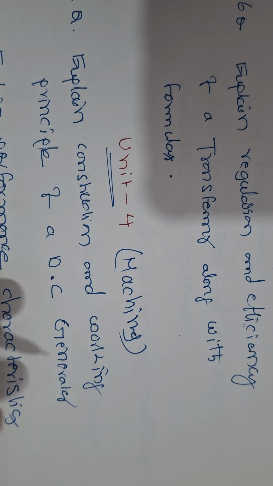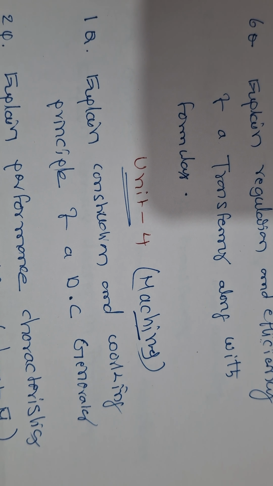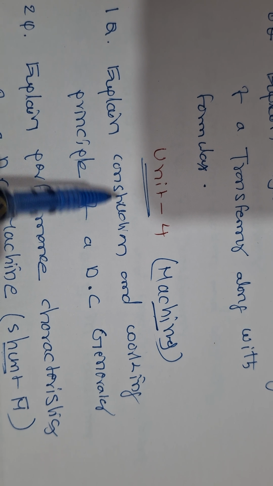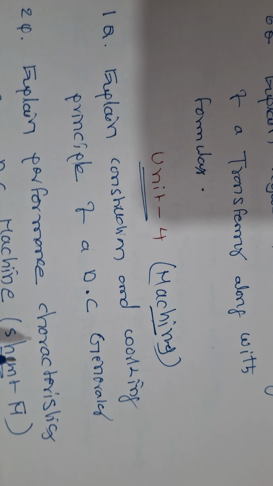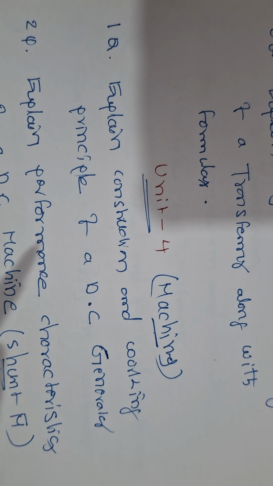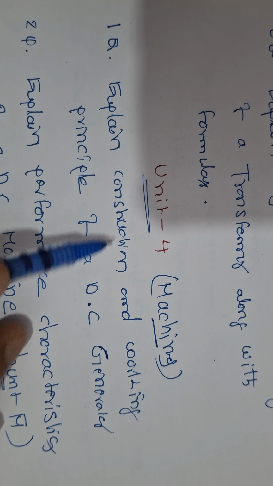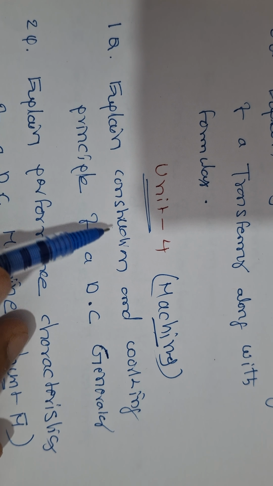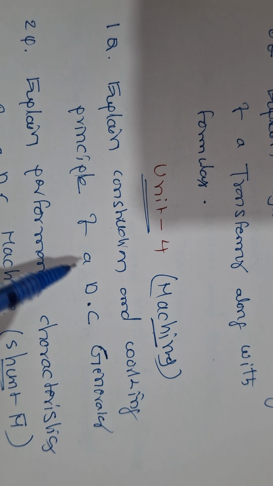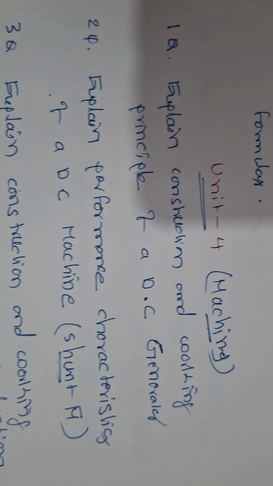Coming to fourth unit, DC machines, or sometimes just machines. So we have both DC machines and AC machines. First question: explain construction and working principle of a DC generator. They will mention clearly DC generator or DC motor. In the construction part you need a diagram, and after drawing the diagram you are supposed to explain what is armature, yoke, field winding. So different parts. After that, you explain the working principle.